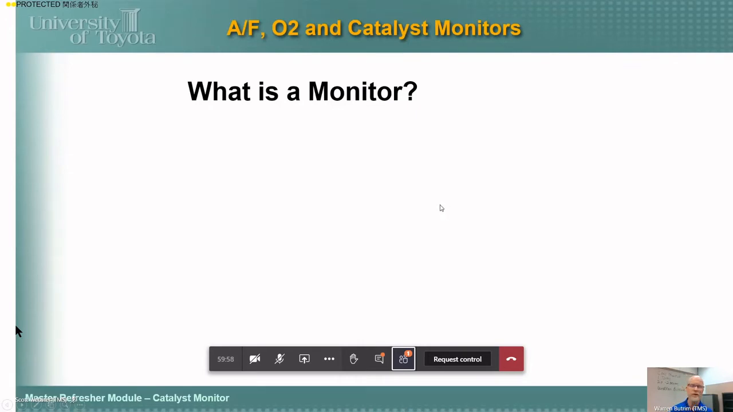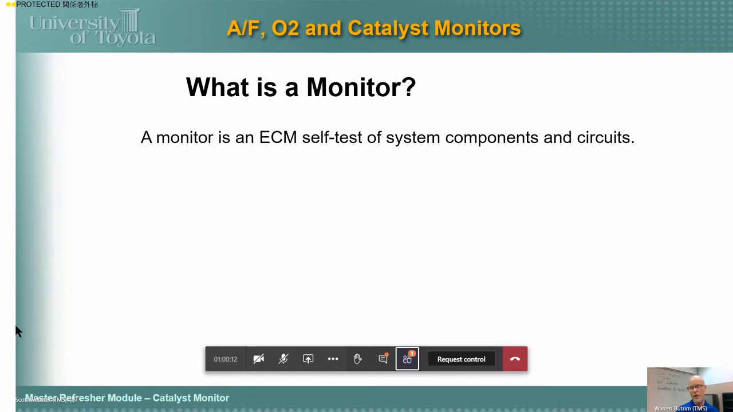All right, so we need to talk about monitors. So what is a monitor? What do you guys consider a monitor? It's like a self-test of either a system or a group of components, or maybe even a single component, all right? Go ahead and flip it again, Scott.